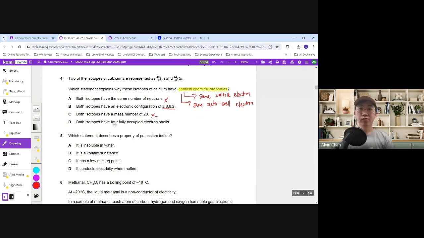Both isotopes have 4 fully occupied electron shell. Nope. Arrange the calcium electron, element number 20, 2, 8, 8, 2. The last digit is 2, so it cannot be 4 fully. Fully means it's fully occupied, which means that 8 on the valence. So this statement is absolutely not correct, and therefore the answer is B.